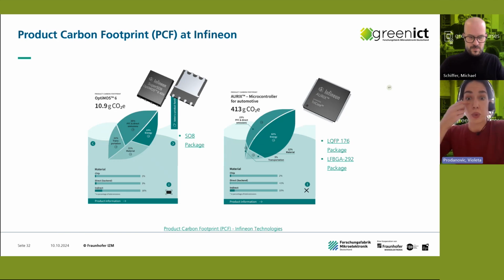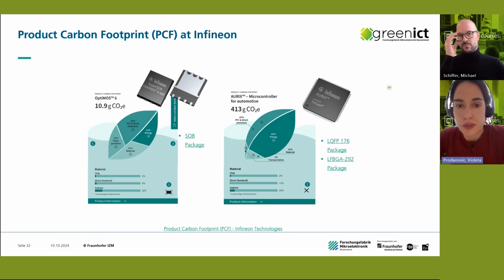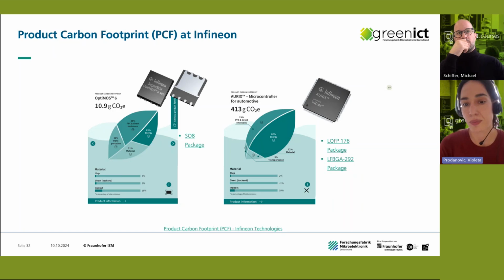aspect that plays an important role is the size of the package. In this case, the microcontroller has a size of about 25 by 25 millimeters, whereas the Optimus package has a size of 4 by 5 millimeters. So the overall footprint is also much less. When it comes to reporting in the material section, it is important to note that the backend processes are contributing very little to the overall environmental data, only up to a few percentages.